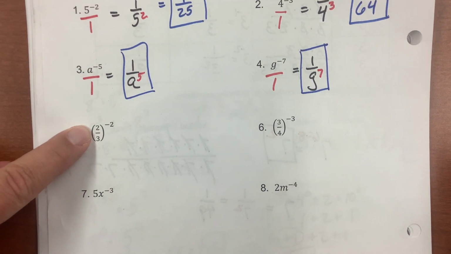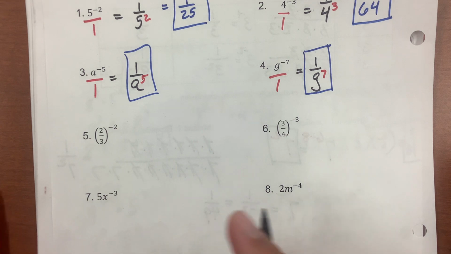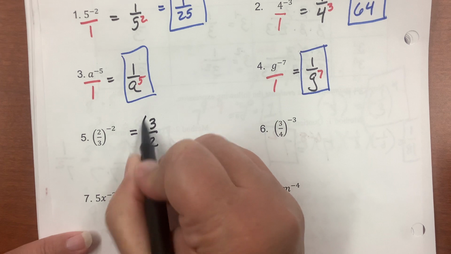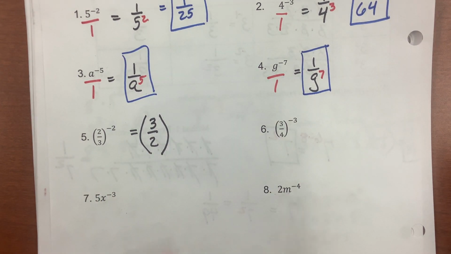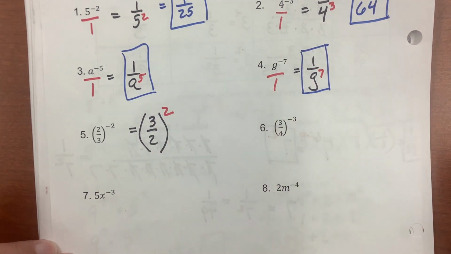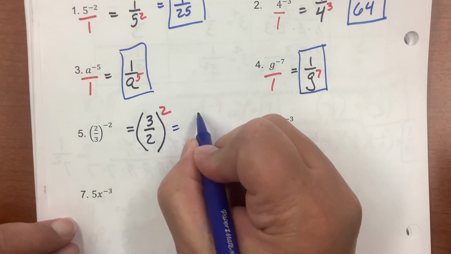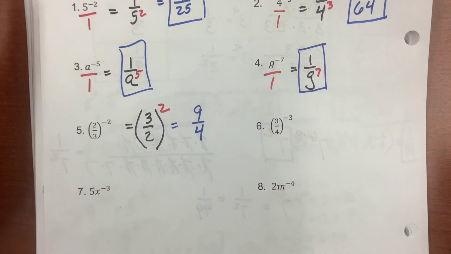Normally, I say put it over 1. But this is already a fraction, so I have to just reciprocate it, just flip it over. So instead of having 2 over 3, I'm going to have 3 over 2. But don't lose the parentheses. It's to the negative power, but once I flip it over, that power is positive. And let's see, 3 times 3 is 9, 2 times 2 is 4. So I get 9 over 4.